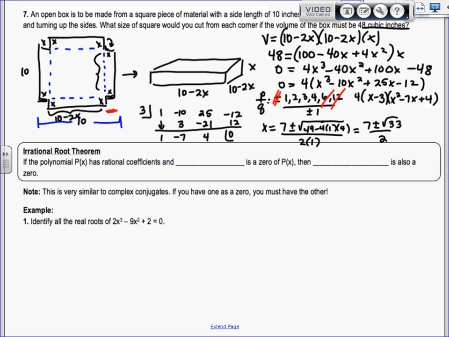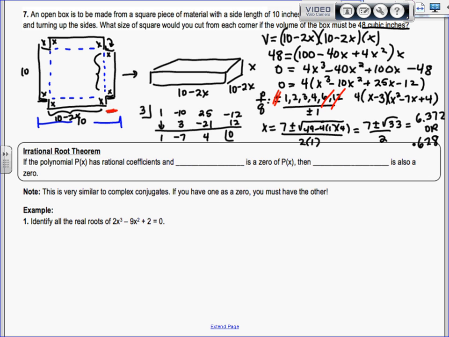All right, if I do 7 plus the square root of 33 all over 2, I get 6.372. And if I do 7 minus the square root of 33 divided by 2, I get 0.628. One of those does not work. Which one?